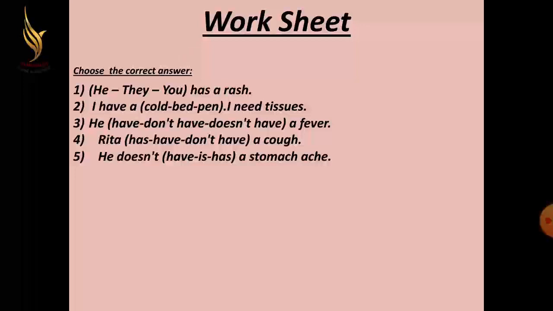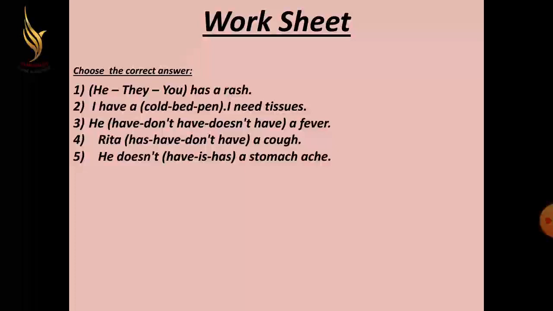Let's move to another question, and that's choose. Number 1, he, they, or you has a rash. Notice the verb has. What is the pronoun before the verb has? You can think about your answer. Number 2, I have a cold or bed or pen. I need tissues. What can you have if you need tissues? Think. Number 3, he have, don't have, or doesn't have a fever.